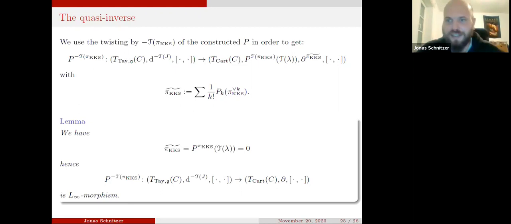The morphism doesn't see the KKS structure in some sense. And what you get is an L-infinity morphism from the Taylor expansion to the Cartan model, so exactly the right one, with the right structures already. Okay, this is, again, the takeaway message: we get the right morphism. This should actually be the name of my talk.